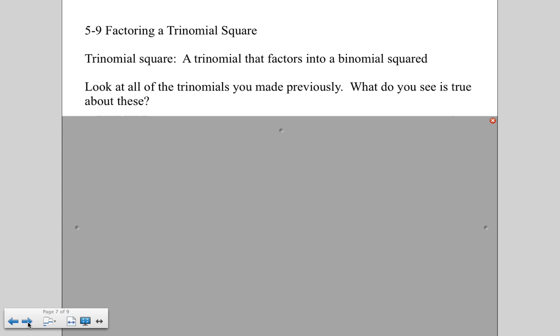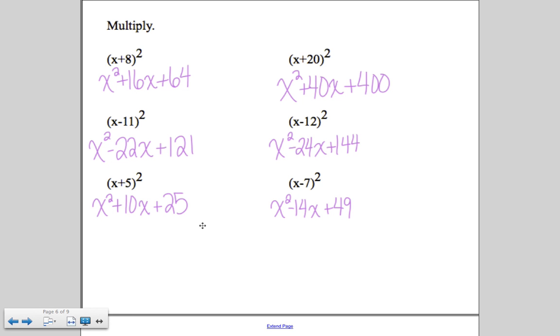Okay, now section 5.9 is factoring a trinomial square. What a trinomial square is, it is a trinomial that factors into a binomial squared. So if we look back here, this x minus 7 squared is a binomial squared. And then this x squared minus 14x plus 49 is a trinomial because it's 3 terms. And it's a trinomial square because if you factored x squared minus 14x plus 49, it would factor into x minus 7 squared. So it factors into a binomial squared.